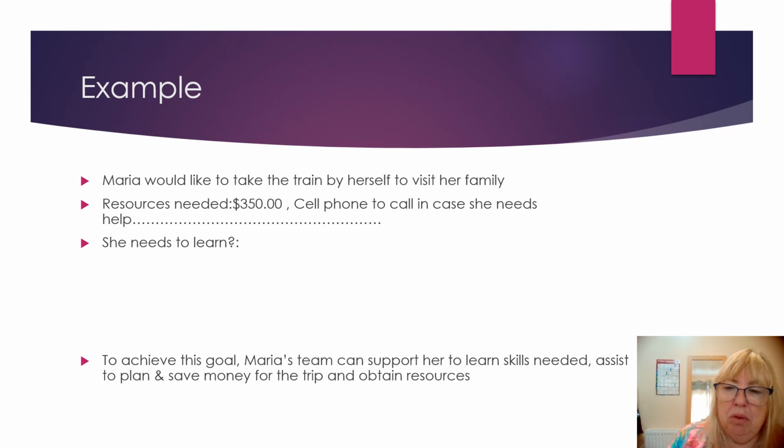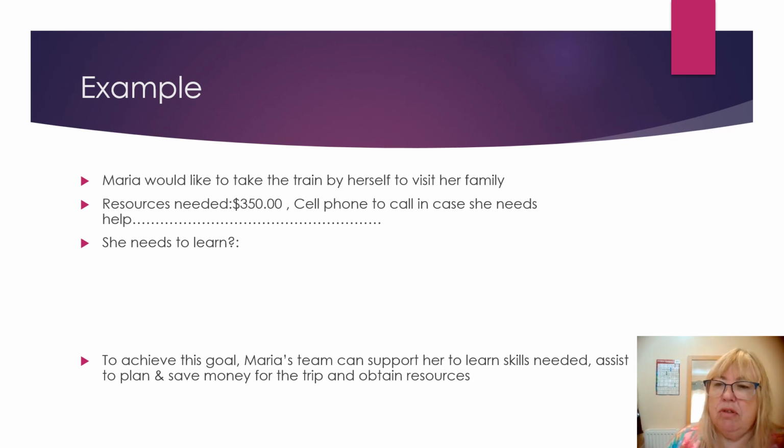Here's a little example. You might want to have a little think about this. We've got Maria. She'd like to take the train by herself to visit her family. She's a young woman with mild learning disabilities. She can do quite a few things for herself, but she hasn't really travelled that much on her own yet. She needs $350 because that's how much the train fare is. She needs to have a cell phone or a mobile phone to call in case she needs help or gets confused. What does she need to learn?